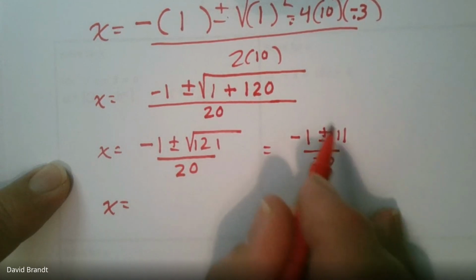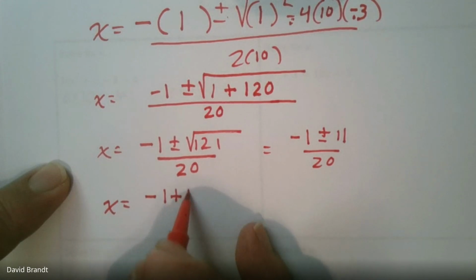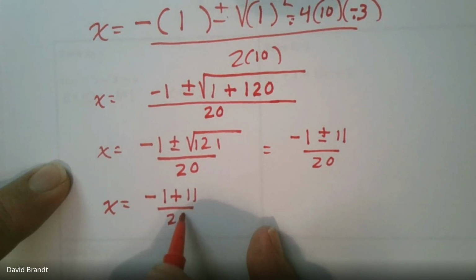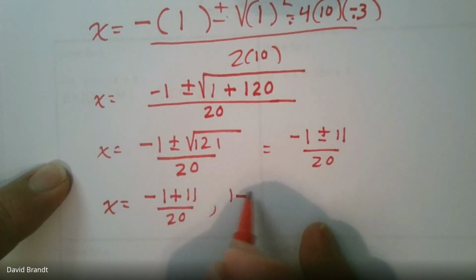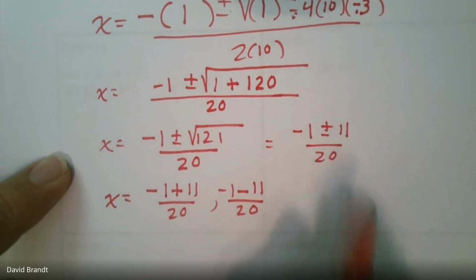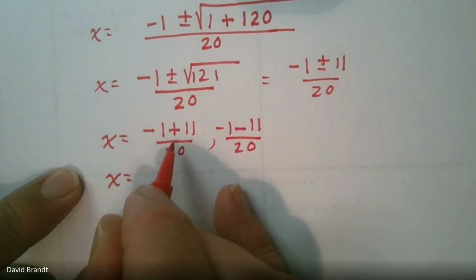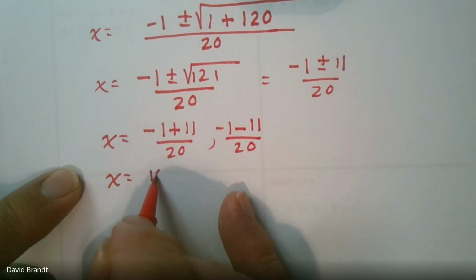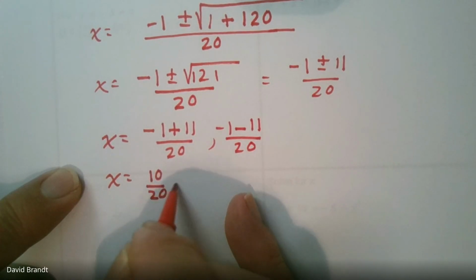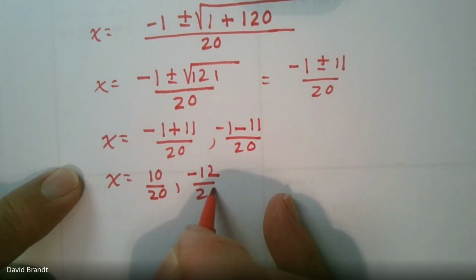So we need to actually separate this into two fractions, negative 1 plus 11 over 20 and negative 1 minus 11 over 20. That's what plus or minus means. You have to do both. All right, what is negative 1 plus 11? That is 10 over 20. What's negative 1 minus 11? That's negative 12 over 20.